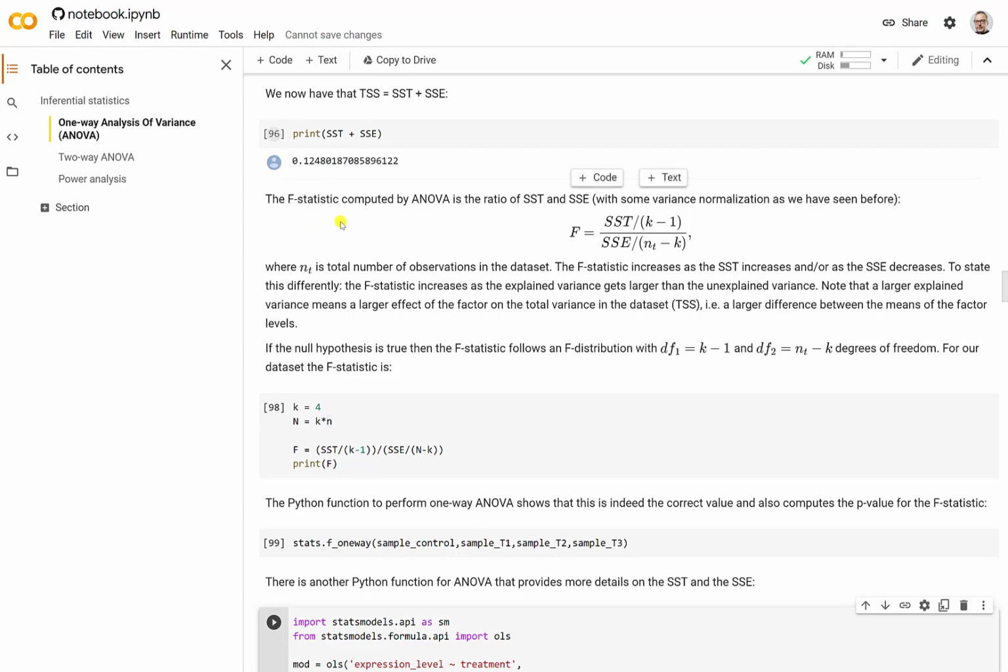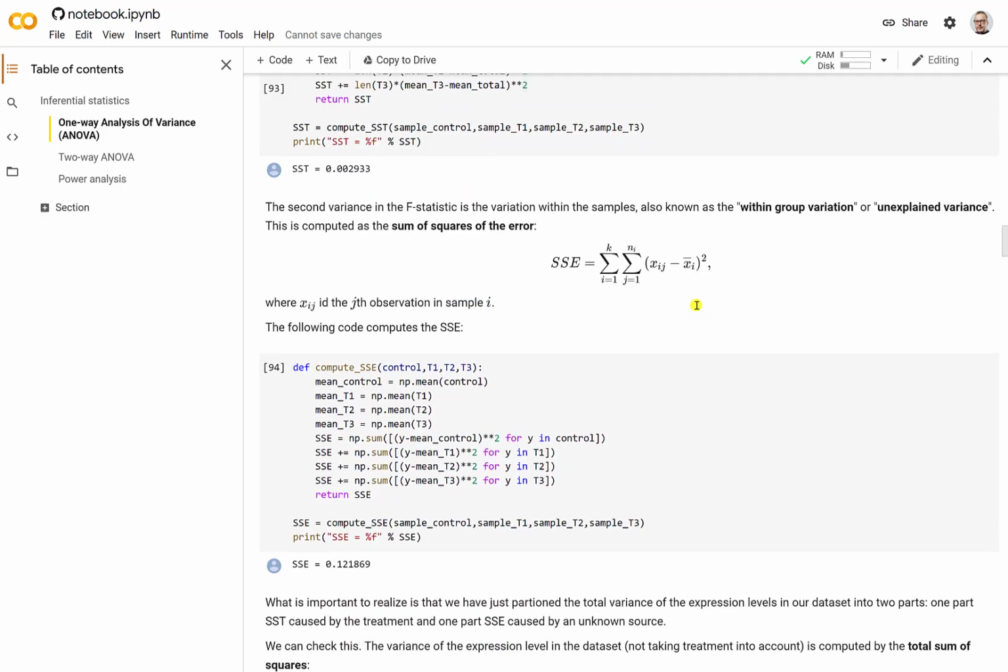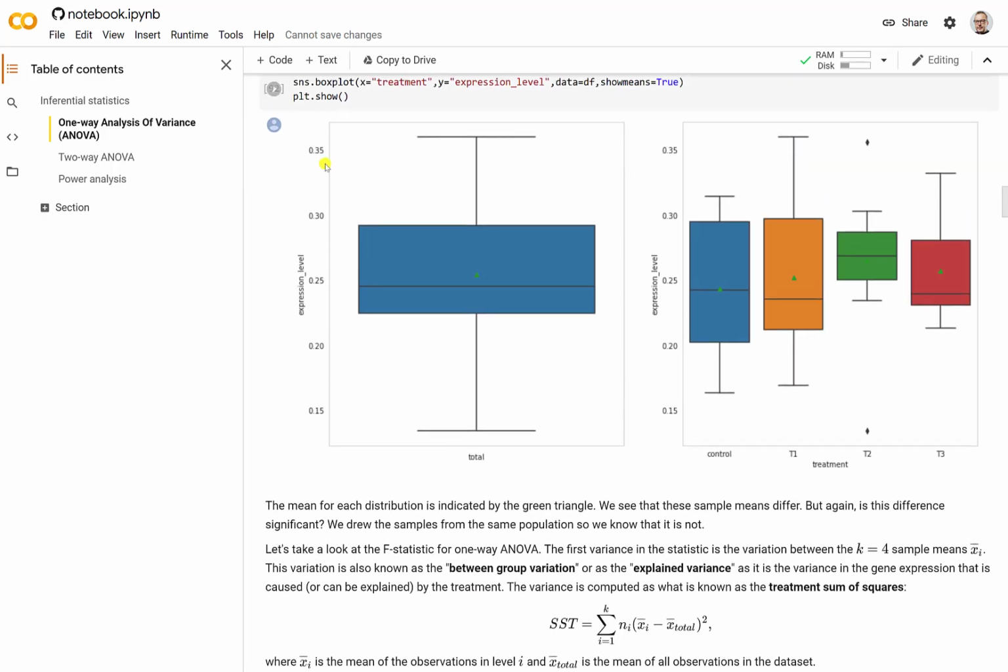So the F statistic now is the ratio of the sum of squares of the treatment over the sum of squares of the error. So these are our two variances in the F statistic. Okay, and so basically that means that we are dividing the explained variance over the unexplained variance, or the between group variability over the within group variability. And if we look at explained variance, that would be the part of this variance explained by the factor, by the 4 levels.